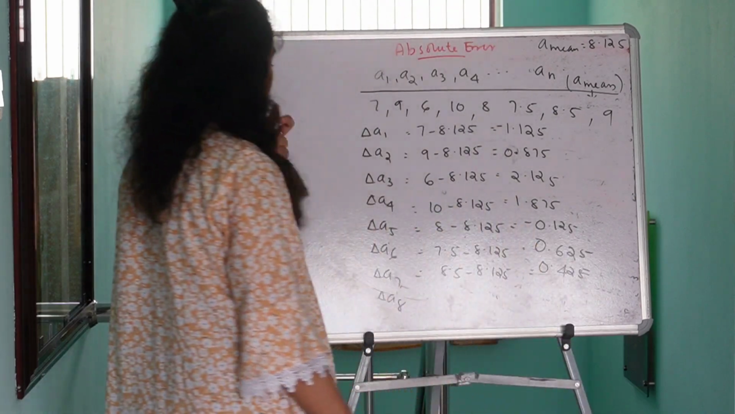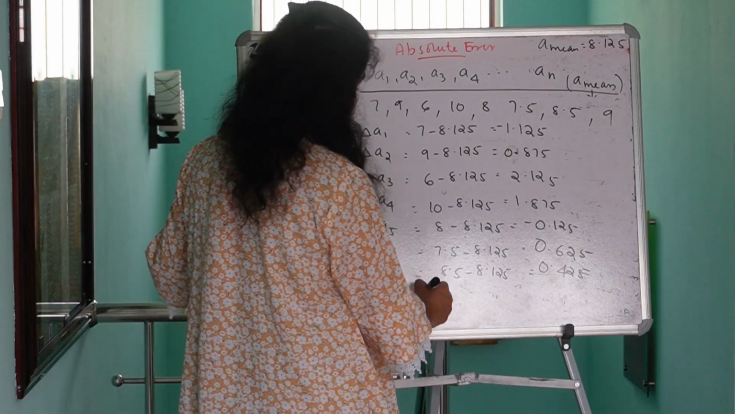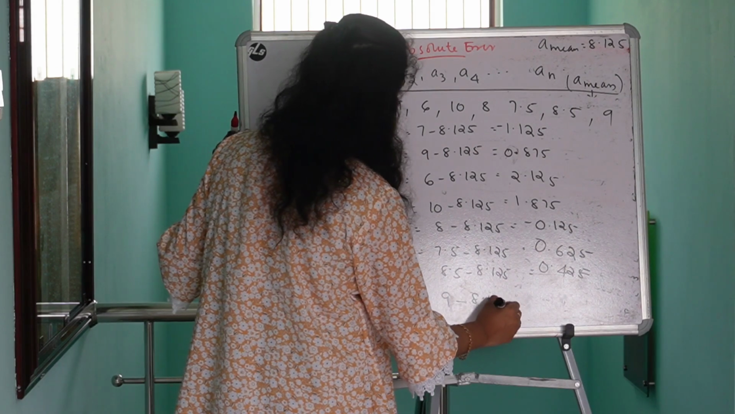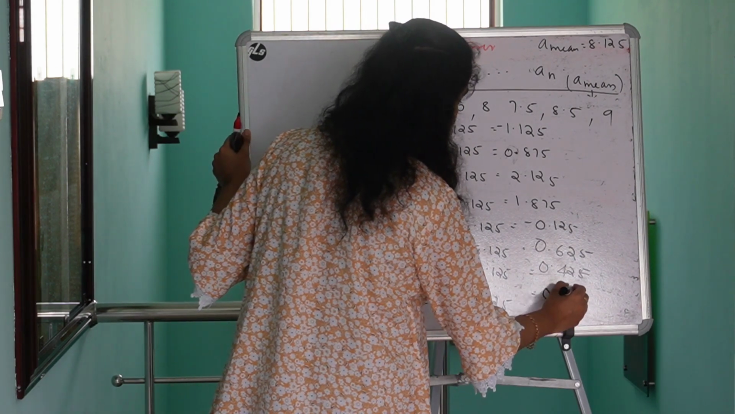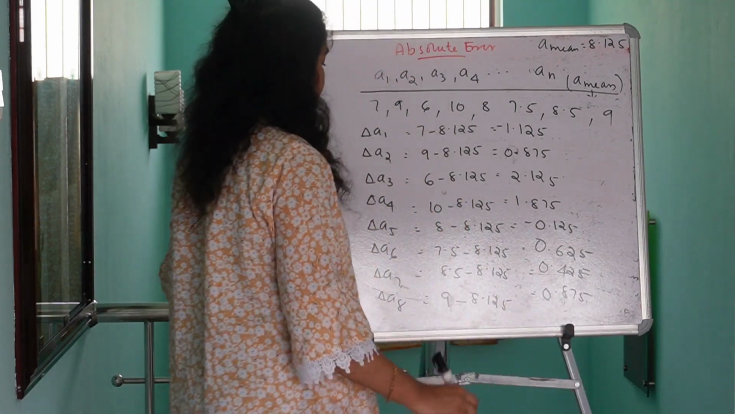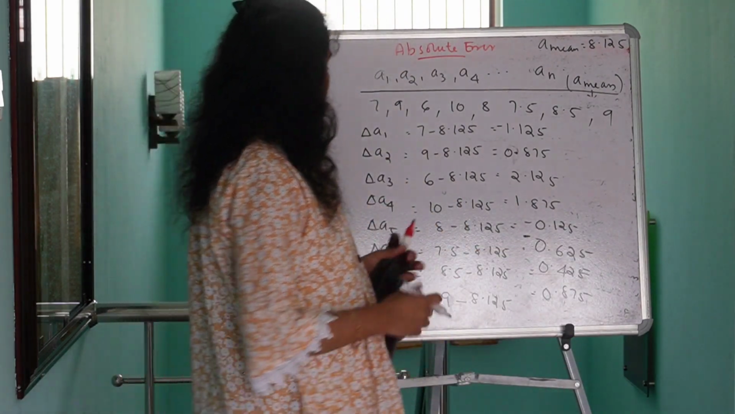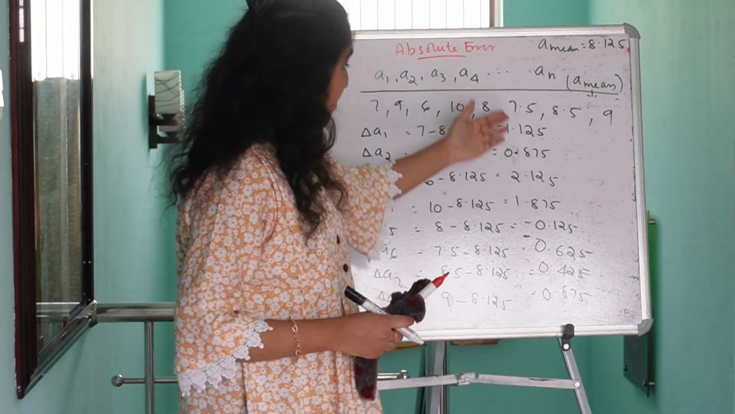0.425. Here you will get the value as 0.425, and the last value is 9 minus 8.125. Here again you will get 0.875. Yes. Is it clear? Here you will have a negative sign. Yes. Is it clear, guys?